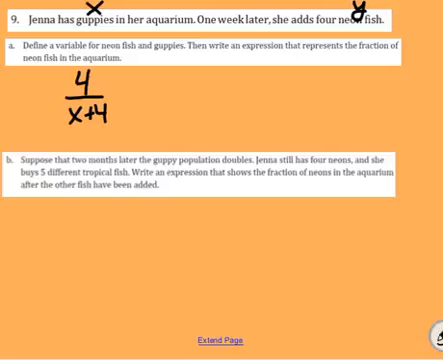Figured it out. Suppose that 2 months later the guppy population doubles. Jenna still has 4 neons, and she buys 5 different tropical fish. Write an expression that shows the fraction of neons in the aquarium after the other fish have been added. So this is a pretty good word problem. 2 months later, the guppy population doubles. So what doubles? All right, it is actually just the guppies, which is our x.